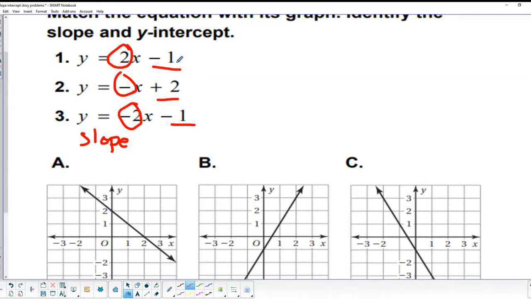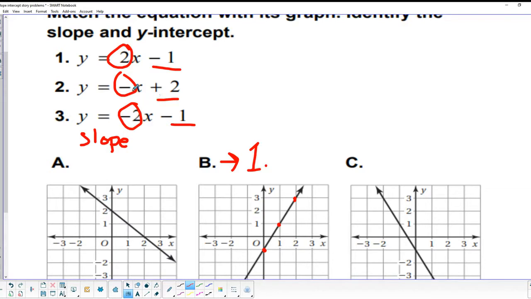So the first one, we have a y-intercept of -1 and a slope of +2. Well, here's one that has a y-intercept of -1. Now, if I go up 2 and over 1, I notice that I'm right back on the graph. Up 2 over 1. So there's a graph that has a y-intercept of -1 and a slope of 2. So B matches up with number 1.